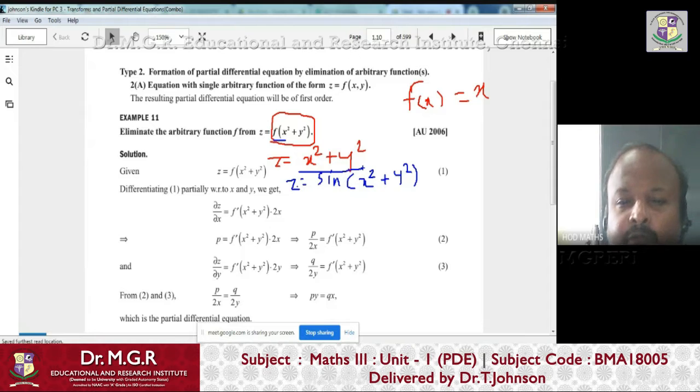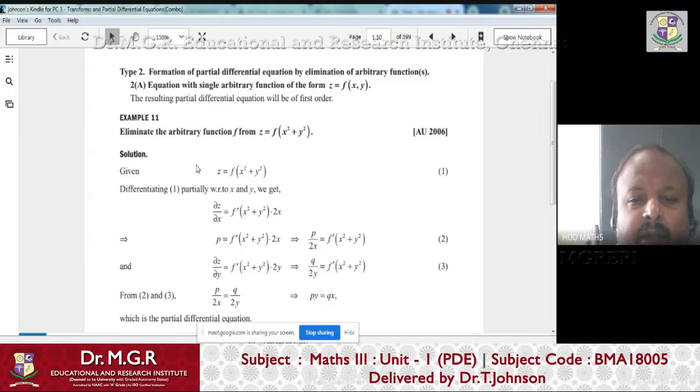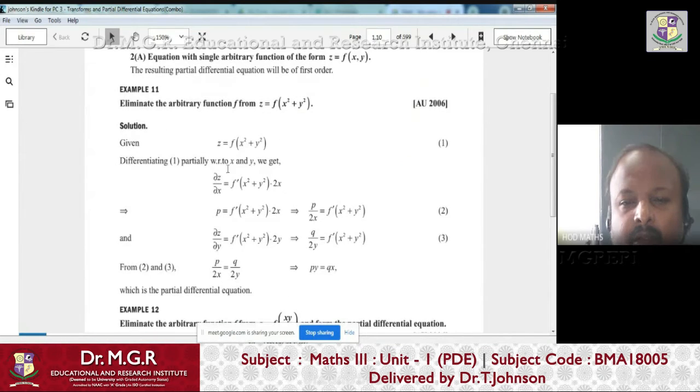Now, if you want to find a PDE corresponding to this equation, we definitely have to remove this f. But how do we remove it? How to form the PDE, that is what we are going to discuss here. It's very simple, no problem. So, what is the original function given? z equals f of x square plus y square.